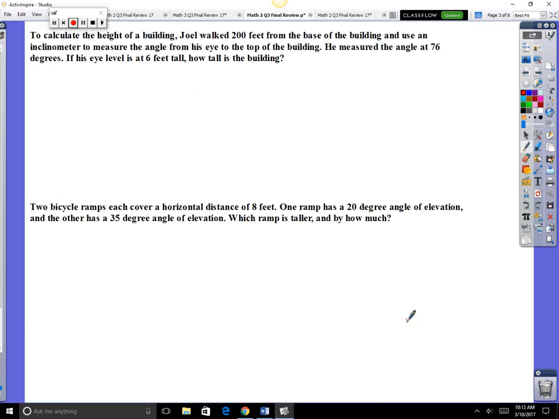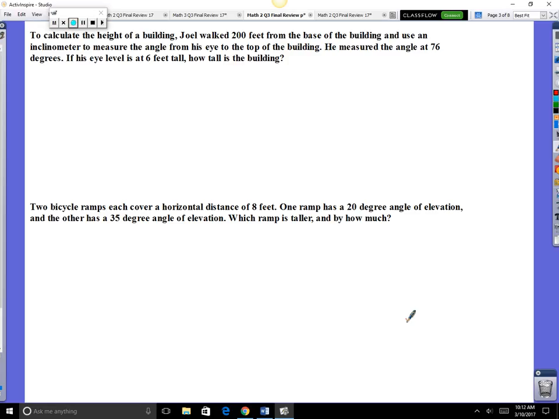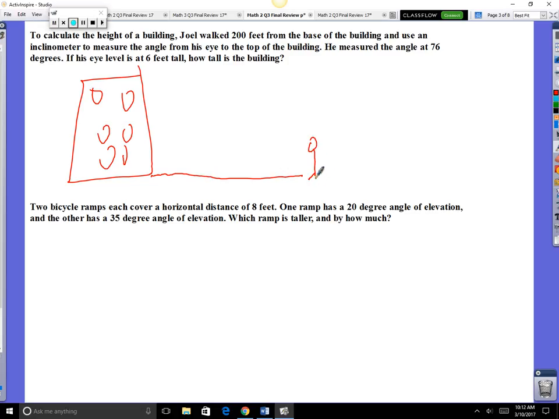Okay, more story problems. To calculate the height of a building, Joel walked 200 feet from the base of a building. So we got some building, and we got Joel. So he's 200 feet away from the building. He used an inclinometer to measure the angle from his eyeball, so his eyeball right here, to the top of the building.